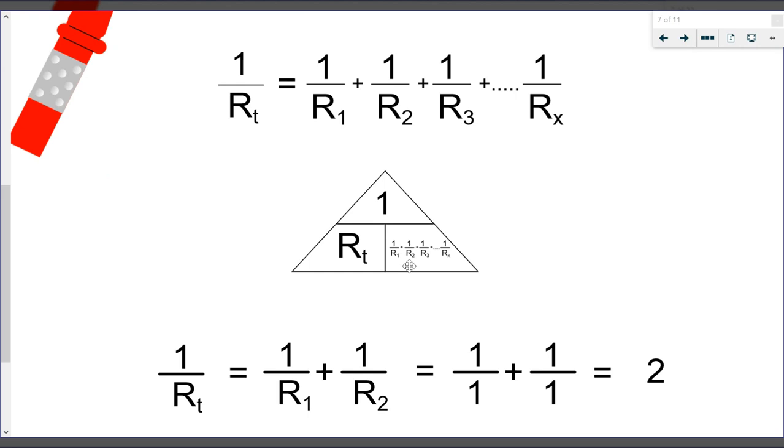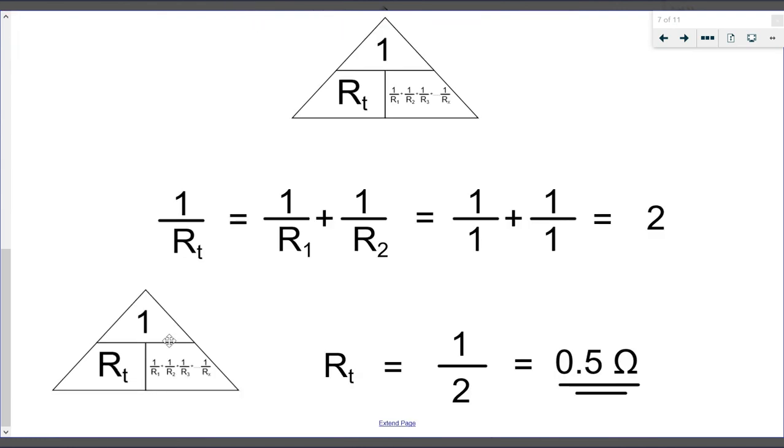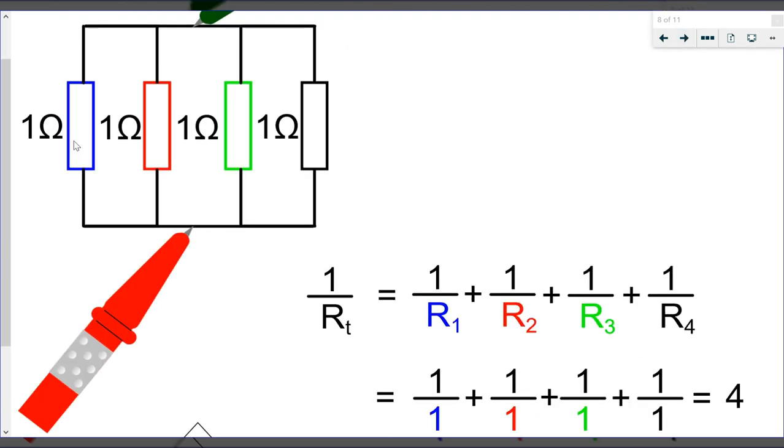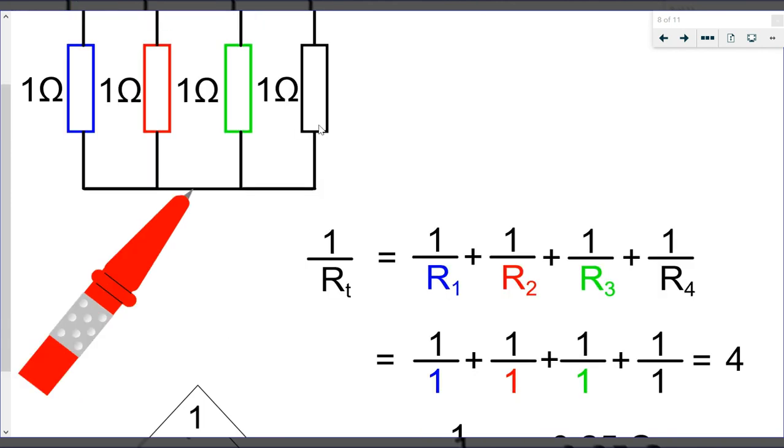Again, slightly more complex, where we have four parallel branches. We take two at a time, so we're going to take this blue pair and then we're going to take this red pair at a time. So product sum, we take the blue pair, 1 ohm and 1 ohm, 1 times 1, divided by the sum, which is 1 plus 1. So we have that same 1 over 2. Gives us 0.5 of an ohm for the accumulated resistance of this side.